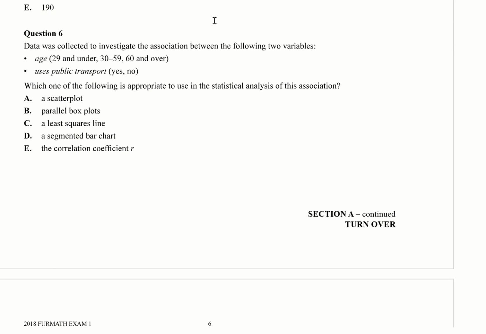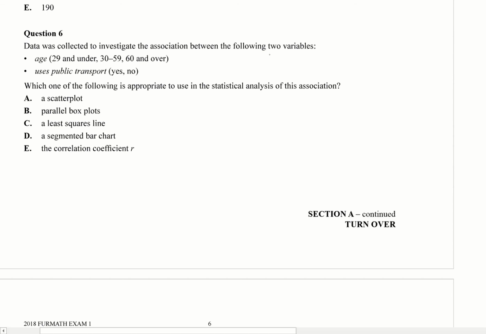Okay, so we're on 2018 Further Maths Exam 1, still on the data part. So question 6 we're starting on in this video. In this case, the data was collected to investigate the association between the following two variables. Which one of the following is appropriate to use in statistical analysis of this association?